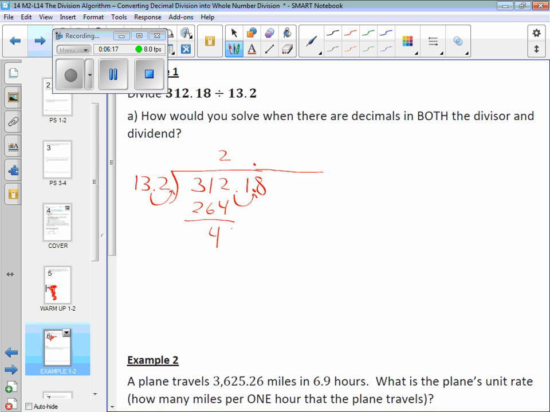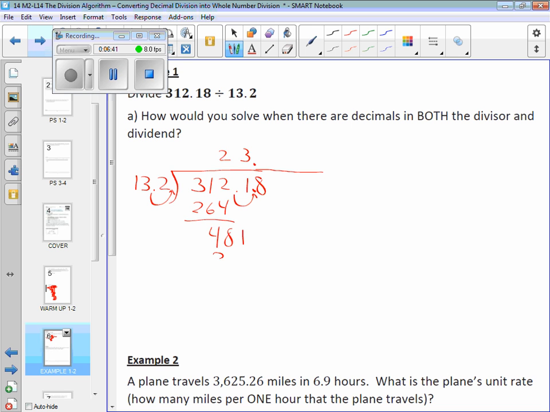The difference was 48, and we brought down a 1. Are we good so far? Santino, how many times does 132 go into 481? Note now, look where the 3's going. Since we brought down the 1, this 3's got to go above that 1.